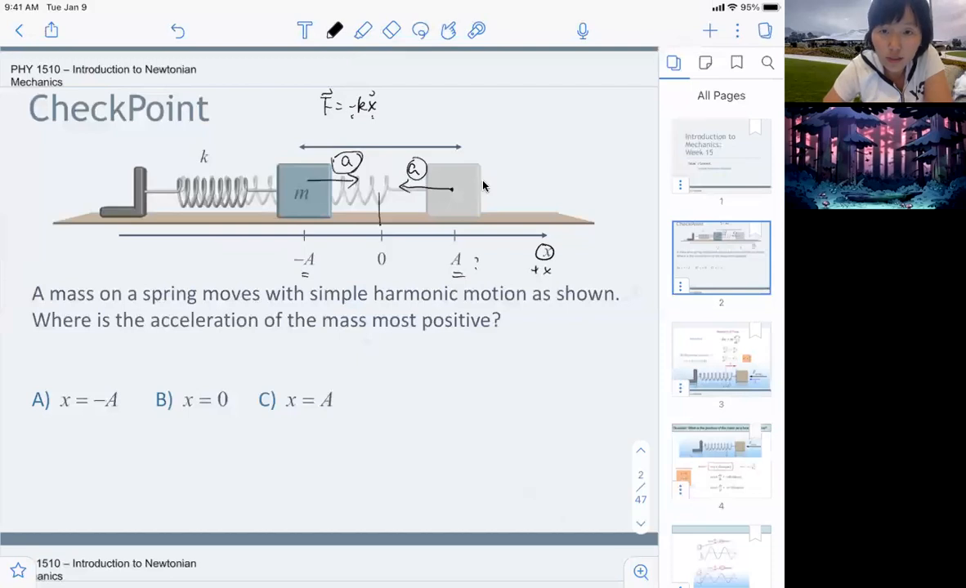What happens when the mass is right in the middle? What about the force or the acceleration on mass M when it is right in the middle? There is no acceleration. Very good, because here is the equilibrium position. At that point the spring is neither stretched nor compressed, it is a relaxed spring. So there is no force if the spring is relaxed. So here there is no acceleration. Okay, so the answer would be A.